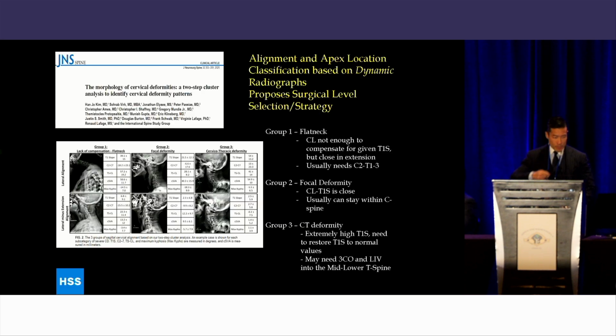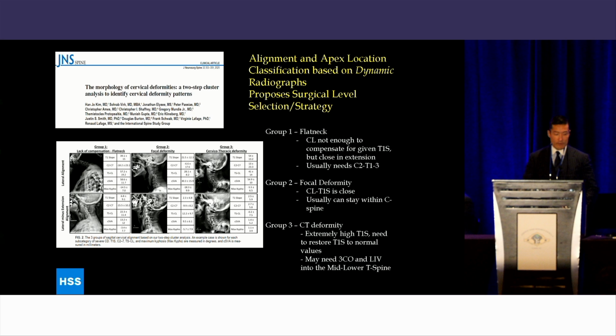So this was put out by the cervical section of the ISSG into 3 main types of deformities to try to keep it simple. Group 1 were patients characterized as having flat neck deformity. So based on their extension radiographs as well as their standing radiographs, what we found is that their cervical lordosis is not enough to compensate for a given T1 slope, so they have a persistently elevated C2-7 SVA. These patients, it was proposed, usually could have a fusion that extends through the cervical spine for their cervical deformity and anchor points that extend through the cervical thoracic junction and no further down.